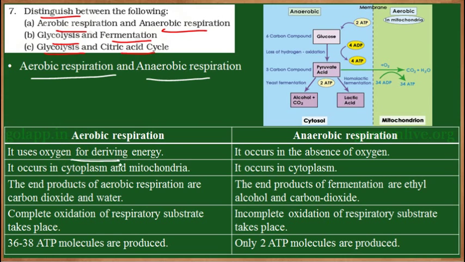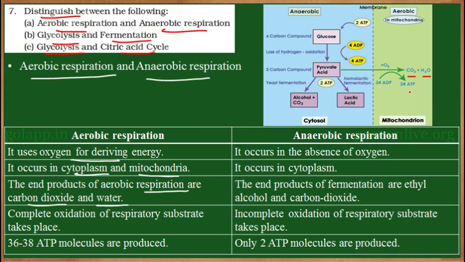So in aerobic respiration, the food is broken down in the presence of oxygen. So oxygen is required. This takes place in the cytoplasm as well as mitochondria. Glycolysis occurs in the cytoplasm and the remaining Krebs cycle and so on occurs in the mitochondria. The end products of aerobic respiration are carbon dioxide and water. So the complete glucose will be broken down into carbon dioxide and water. So it is complete oxidation.